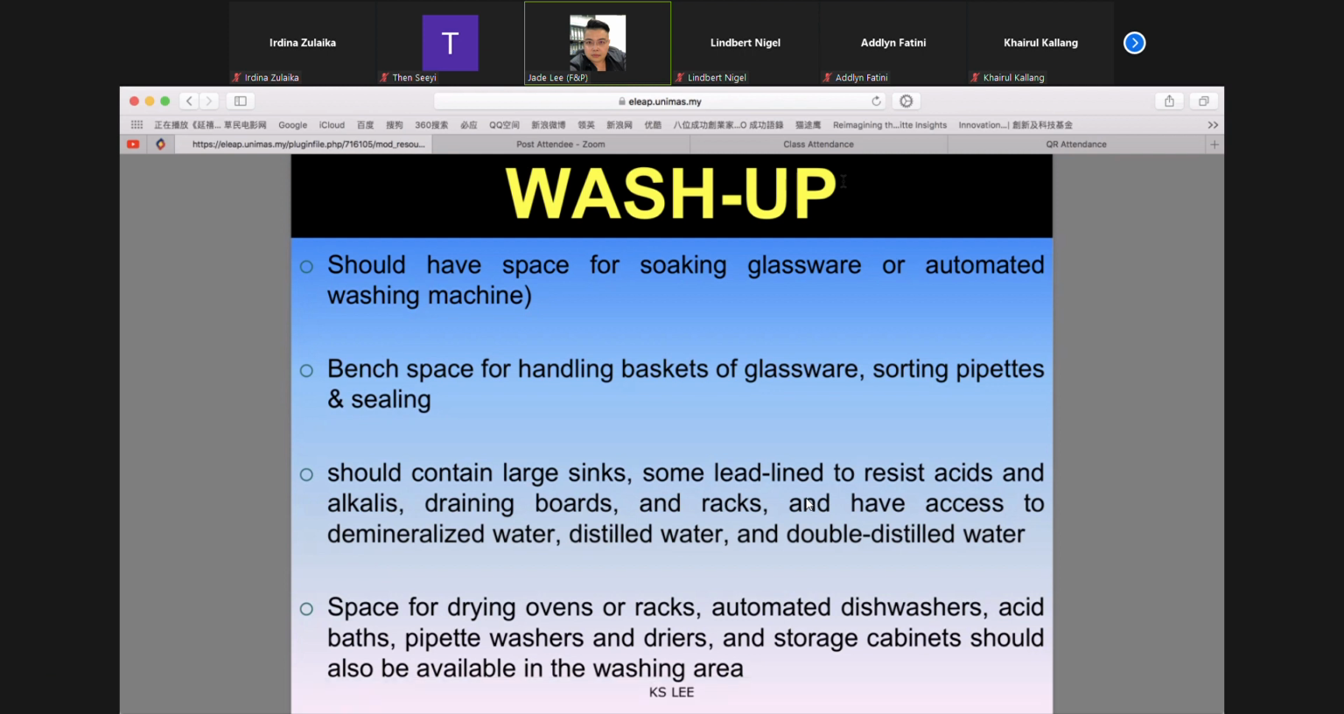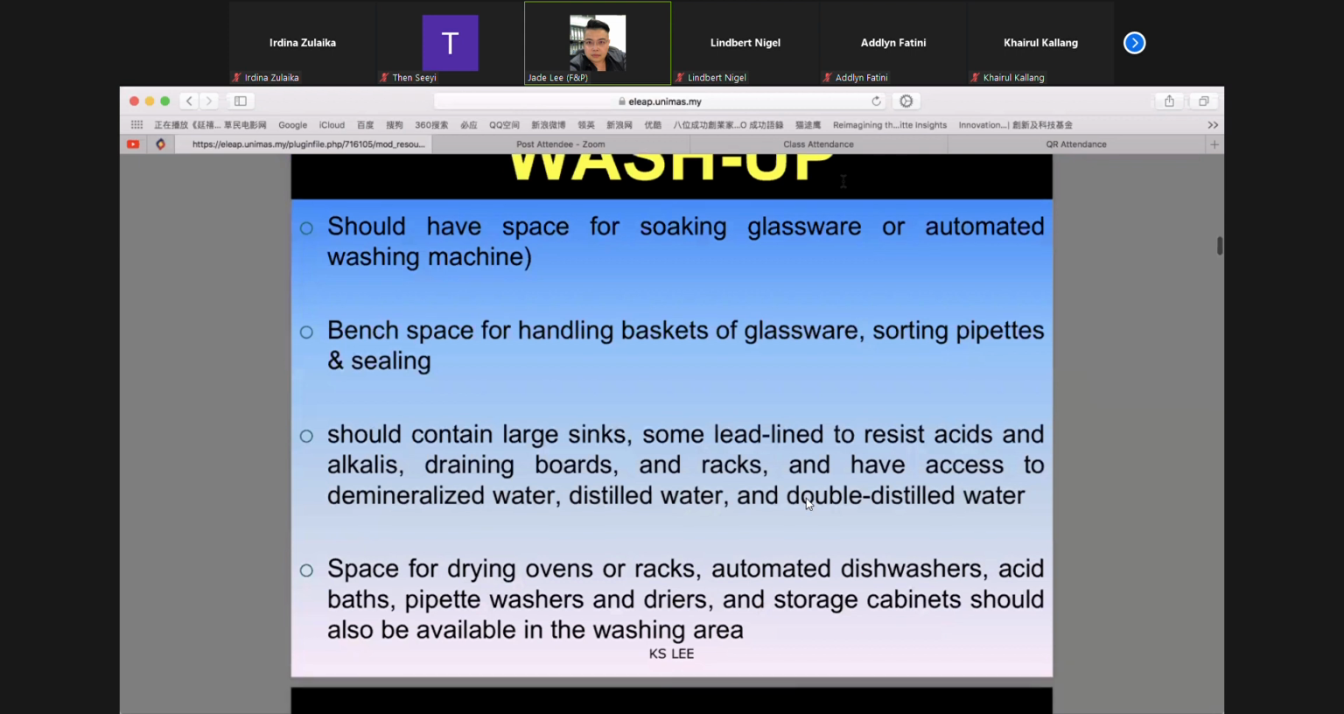And it should also contain a large sink with linings to resist acid and alkalis, and also the draining board and the rack, with access to demineralized water, distilled water, and double distilled water. Never ever use tap water to dissolve your chemicals, yeah? And also the space for drying ovens on the rack, or an automated dishwasher, the acid bath, the pipette washer, and also the dryer, and the storage cabinets that should also be available in the washing area.